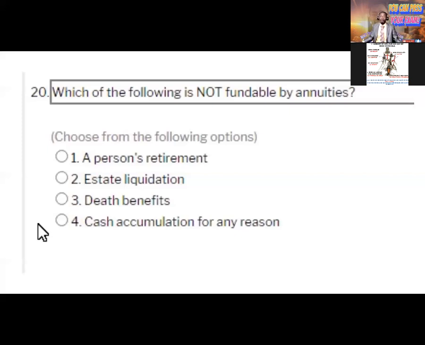One, a person with a retirement account. Would you agree that when somebody buys an annuity, it's to fund a retirement account? Yes. So that's not what you're looking for. Estate liquidation. Oh yes, you can do that. Death benefits. Death benefit is something you find where? Life insurance. Of course, in life insurance you find that. Cash accumulation for any reason. Yes, you can do that in an annuity. But death benefits are something we deal with when we call it life insurance. That would be the correct choice for this question.